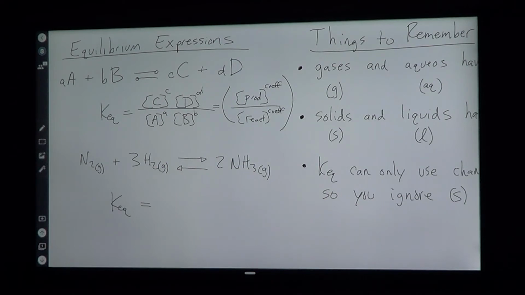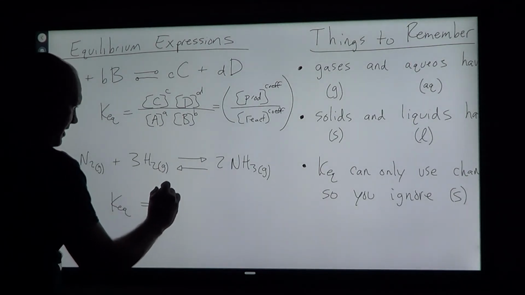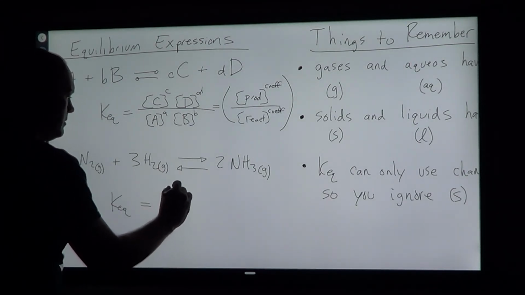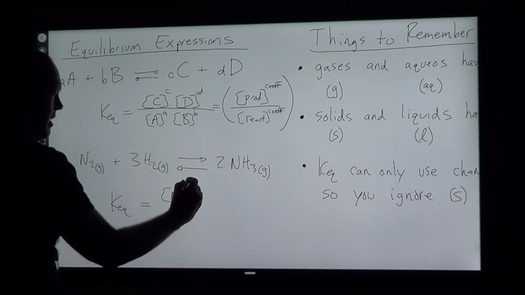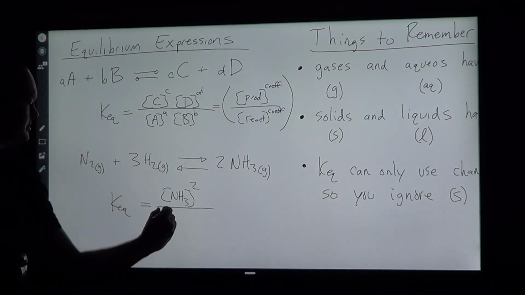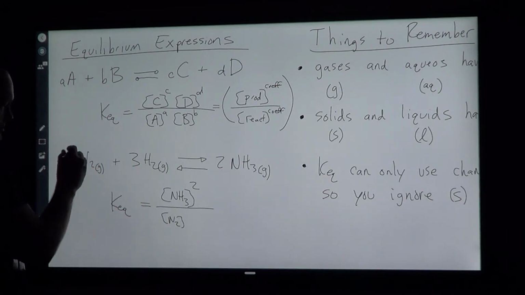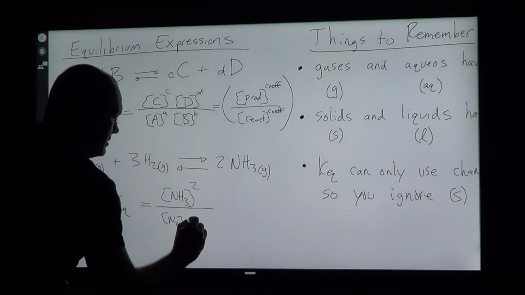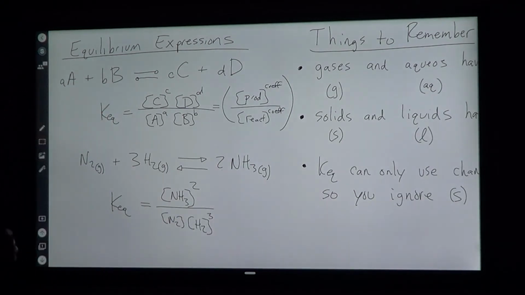Okay, so now here's an example that the book does for you. We're going to walk through it together. Okay, so on the product side, we have ammonia. So our equation for this is going to be the concentration of NH3 to the second power divided by the concentration of N2 to the first power, because it's just a 1, times the concentration of H2 cubed.